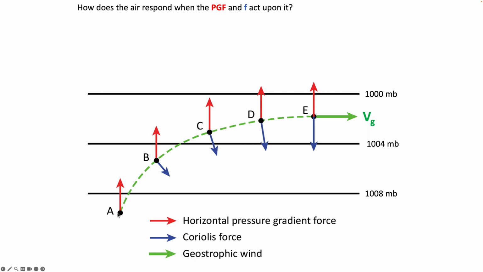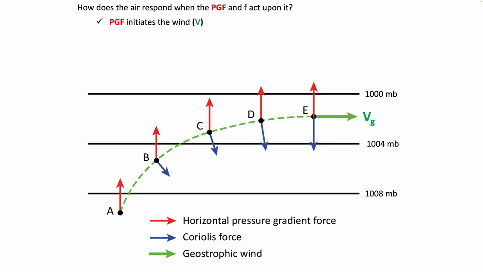So how does the air respond when the pressure gradient and the Coriolis force act upon it? First of all, we're going to start with wind at this black dot that is calm. Therefore, the only force that can act upon it is the pressure gradient force, and there is a pressure gradient because we do have pressure varying over distance. The pressure gradient force is going to act from high pressure in the south to low pressure in the north, and it is going to be directed perpendicular to the isobars. So the pressure gradient force is going to kick things off. It initiates the wind, which again is going to be green.